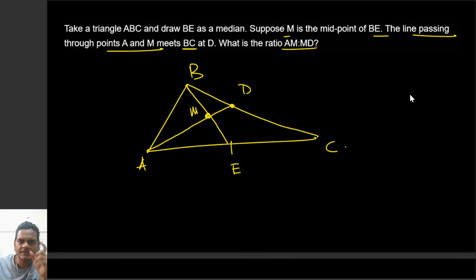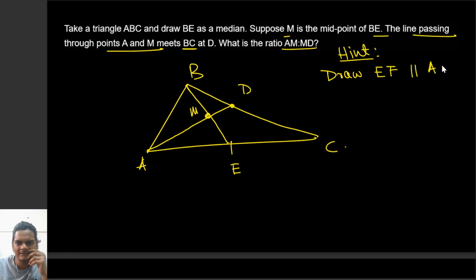So there is one little construction which will make the solution very easy, right? The construction or hint I would like to give you is: draw EF parallel to AD. Yeah, try to do that. If I draw EF, it doesn't look parallel. Just a minute. EF parallel to AD. This is F. These two are parallel.